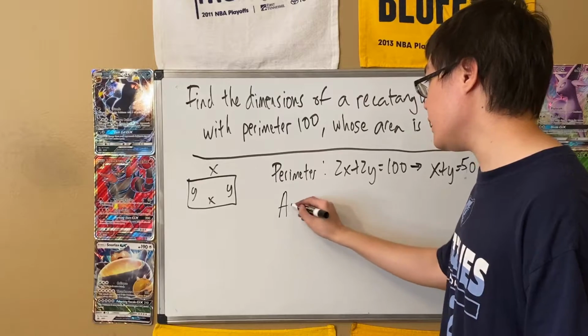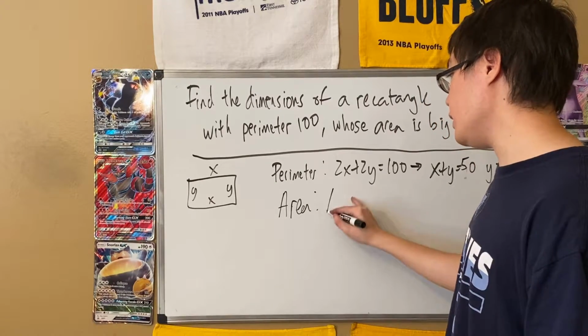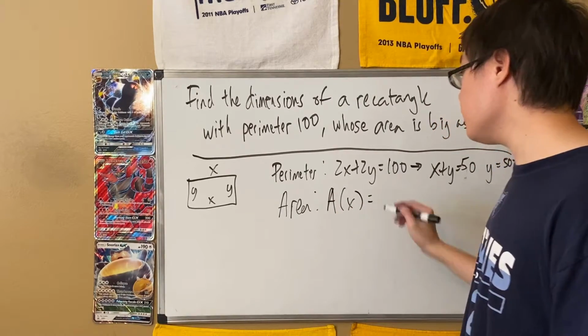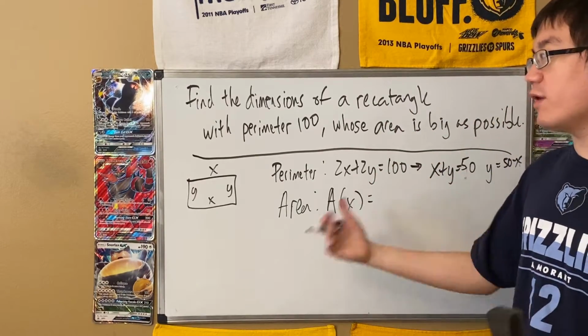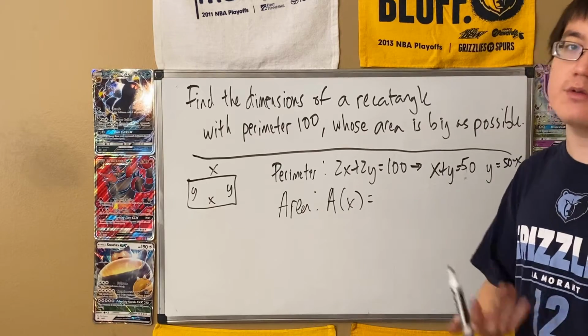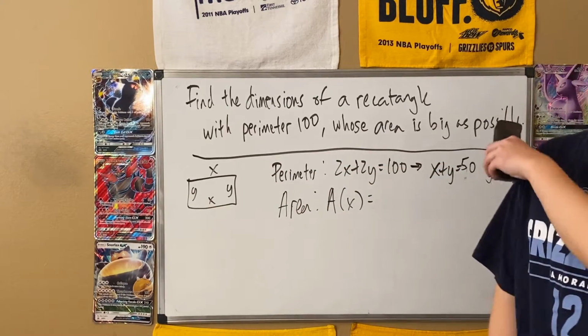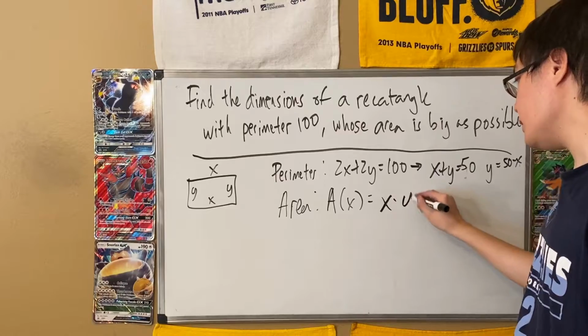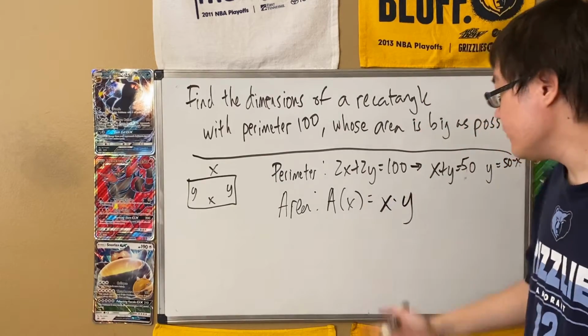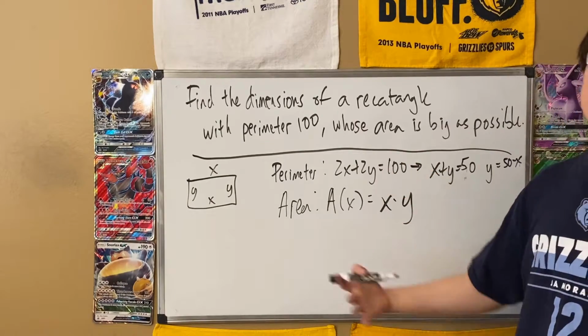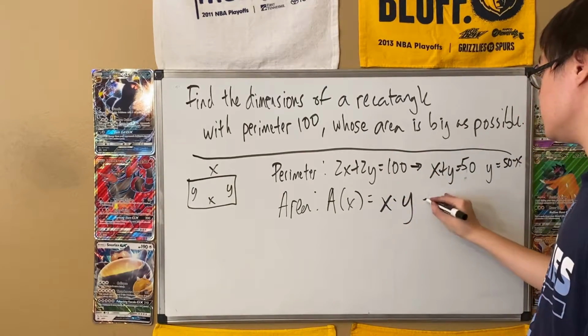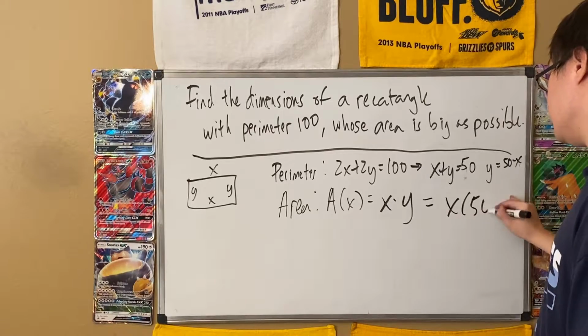The thing I care about actually is the area. We're going to call that A for area. And what are we trying to maximize? Well, we're trying to maximize the area. The area of a rectangle is base times height, or length times width. In this case, x times y. I start panicking just a little bit because x times y is 2 variables, but I don't panic too long because I remember I can plug in that 50 minus x into our function. So it should be x times 50 minus x.